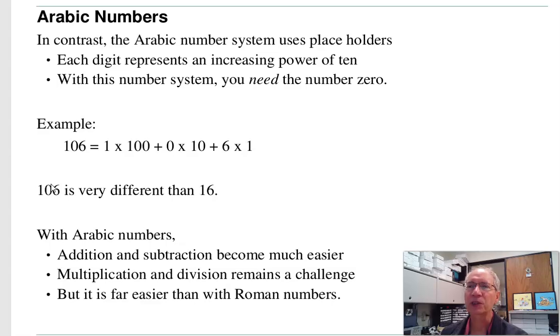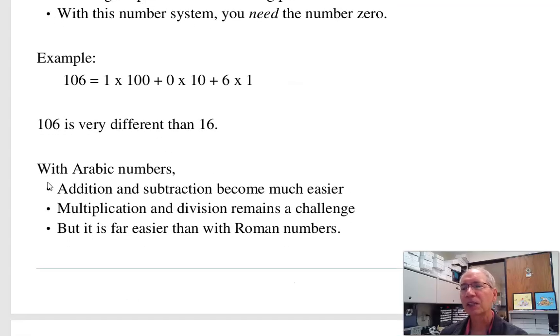And that's what the number 0 does for you. It makes addition, subtraction, multiplication a whole lot easier. Again, multiplication and division is still kind of a challenge, but it's a whole lot better than Roman numbers. That's the number 0.